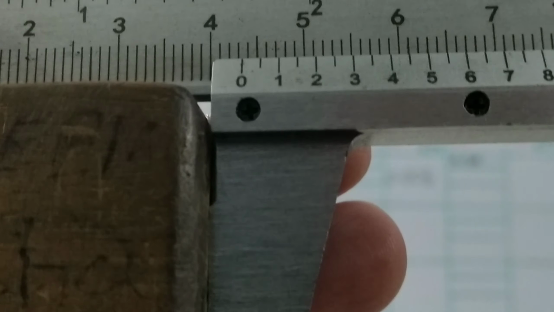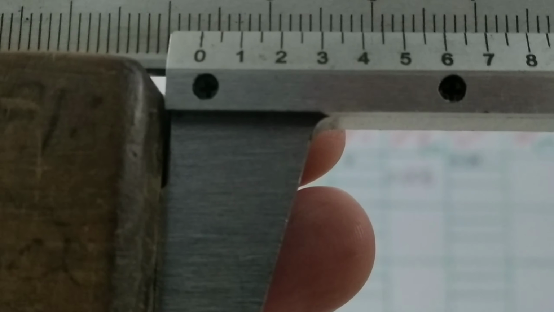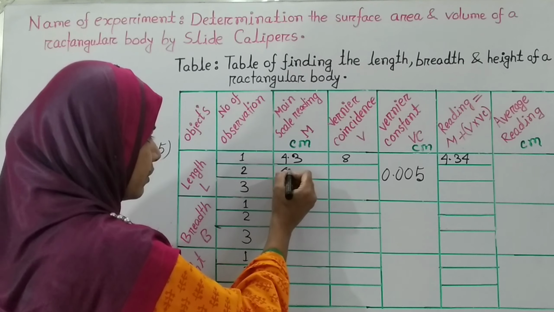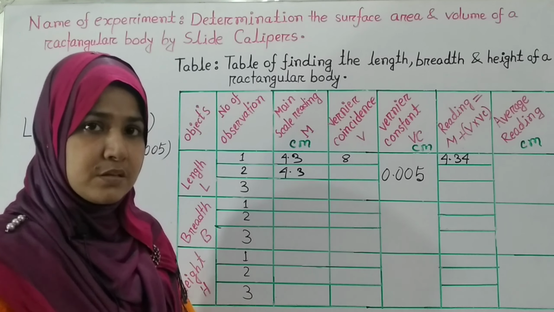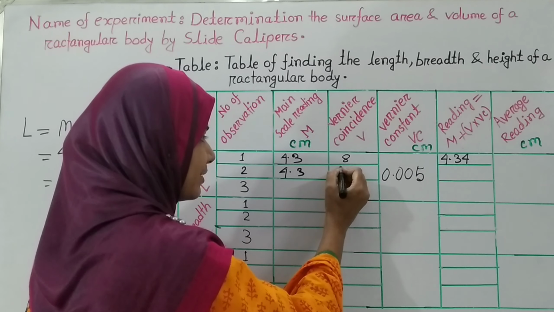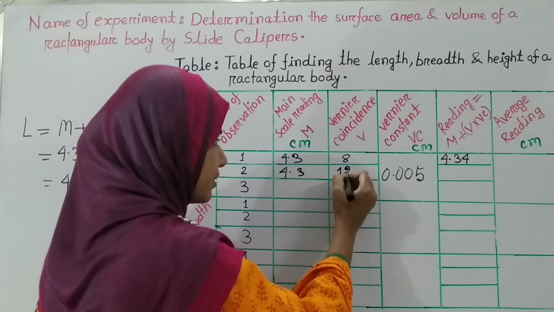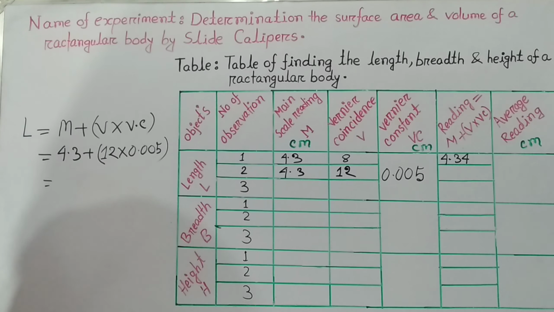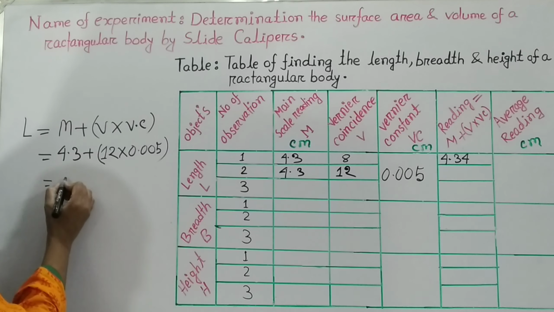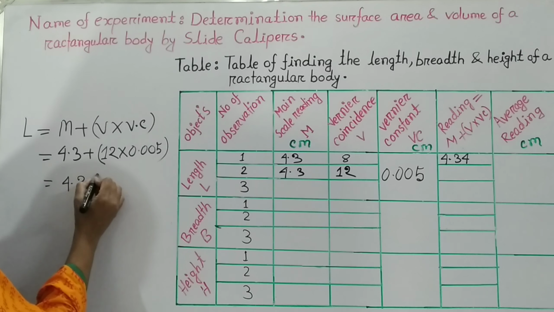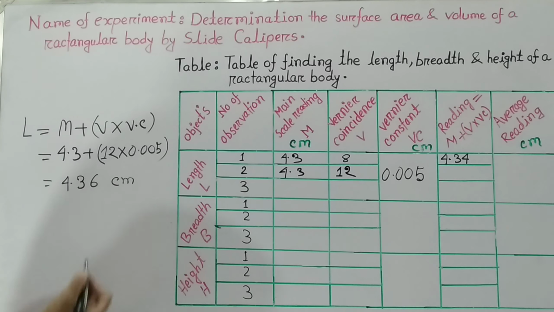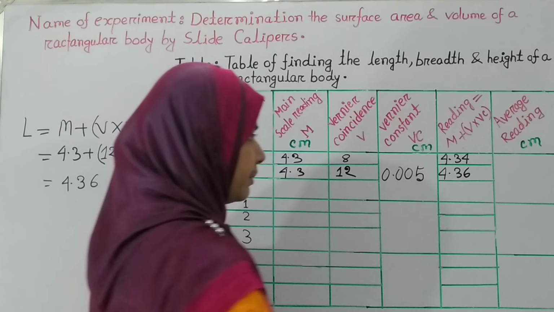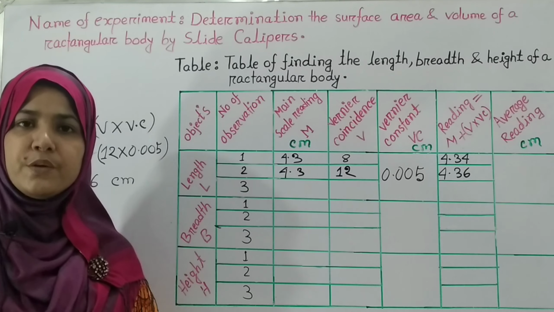So now I am going to put the values in the table. Here the main scale reading is 4.3, but vernier coincidence will be 12 because the 6th line is making a straight line with the main scale. After calculating it we will get the value 4.36 centimeter. So the second reading is 4.36 centimeter. Now I am going to follow the same procedure once again.